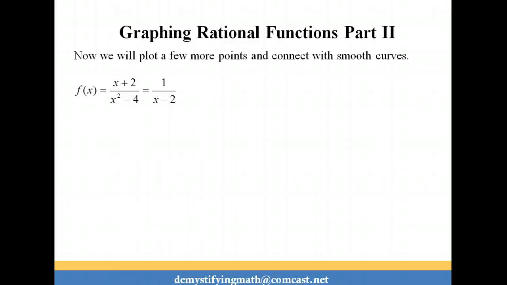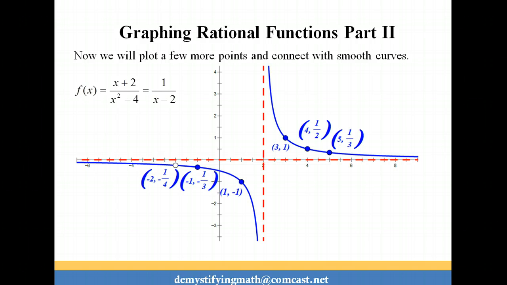Now what we want to do is plot a few more points and connect with smooth curves. Since these two functions, the x plus 2 over x squared minus 4 and the 1 over x minus 2, are the same graph at every point except where we have the hole in the graph, we could plug our values of x into the simplified form of the function and get out the same values. So for instance, if we plugged in a 3, we would have 1 over 3 minus 2, which gives us out 1. So that gives us that ordered pair at 3, 1. And I did the same thing for the other ones. And now you can see how the smooth curve fits with all the information that we found.